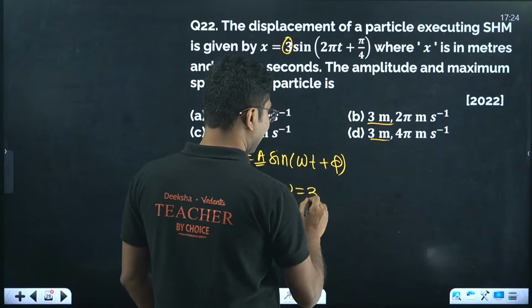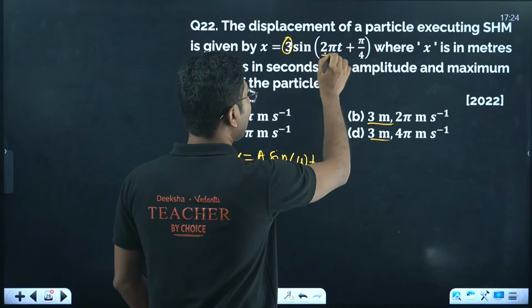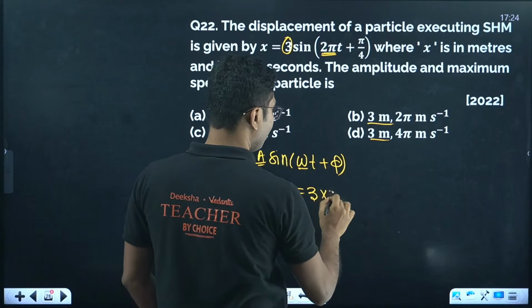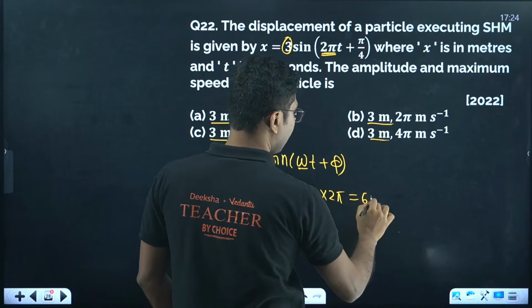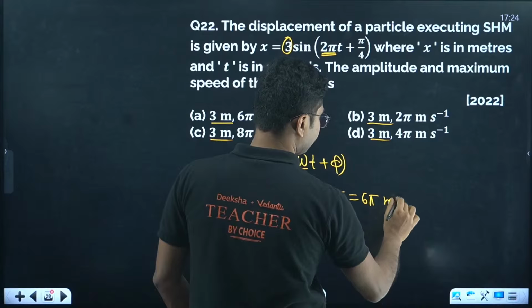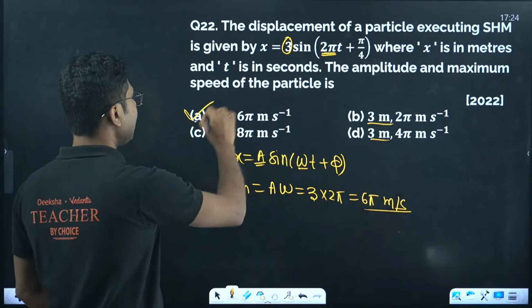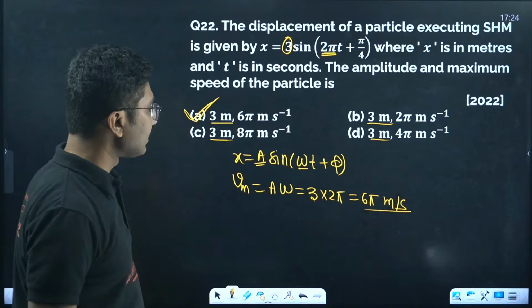So what is A? A is 3. What is omega? If you compare this, you will get omega is 2 pi. So 3 into 2 pi, so it is actually 6 pi meter per second. So the maximum speed is 6 pi. So the correct answer is option A. Correct answer is option A.